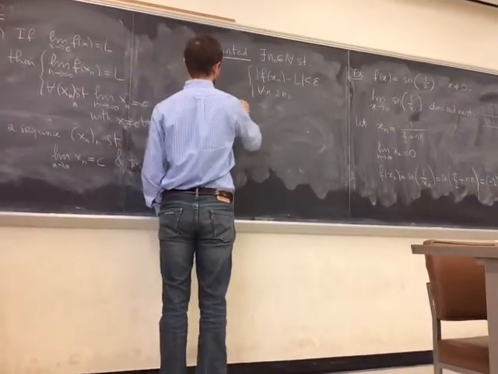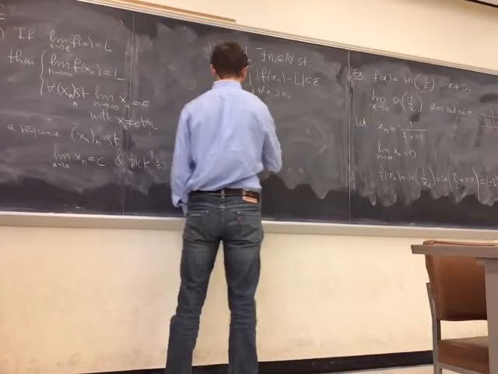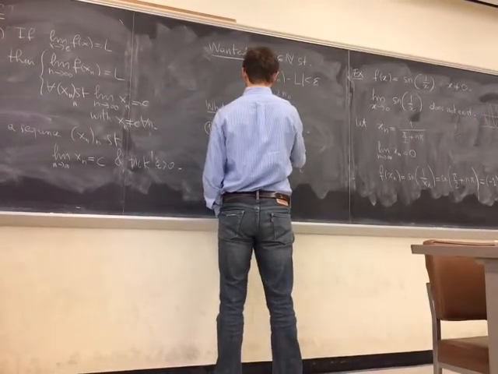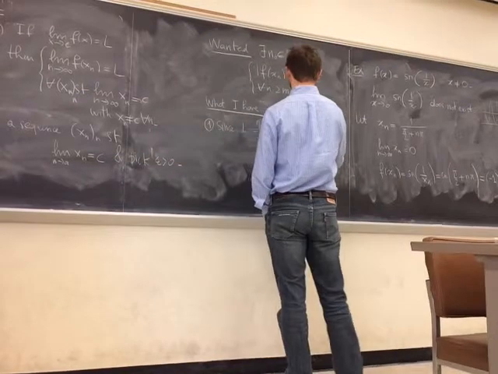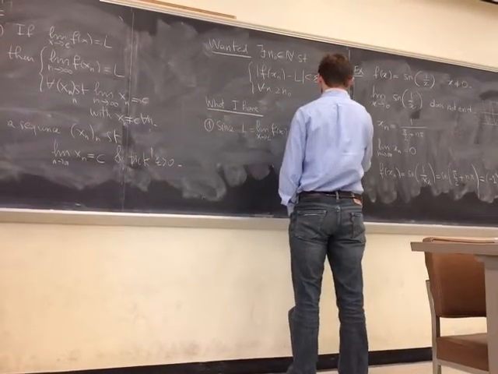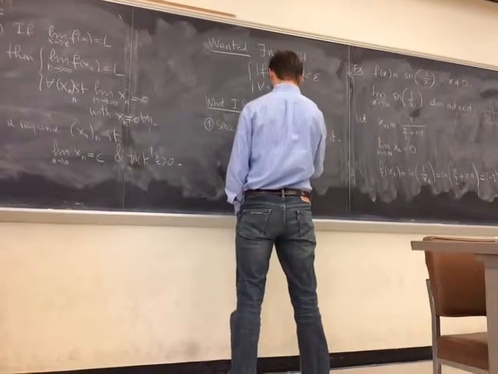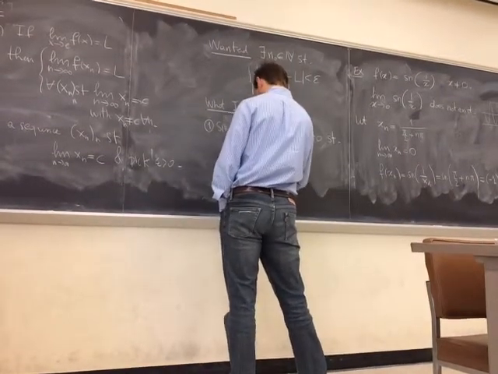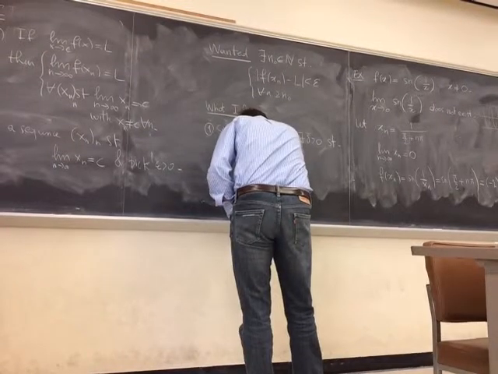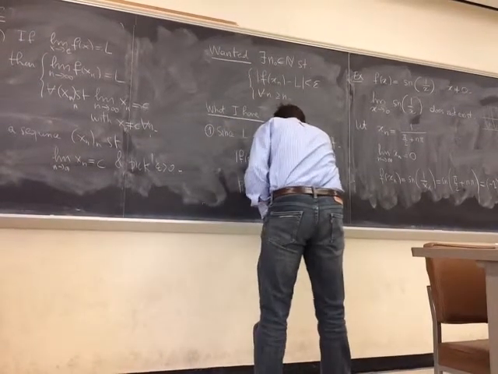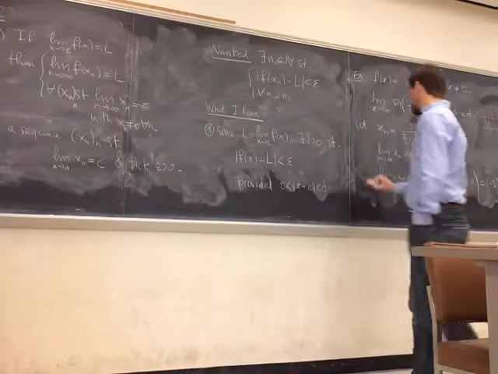So what I have is two things. So first, since L is by assumption the limit as x goes to C of f of x, I know that there exists a delta positive such that the absolute value of f of x minus L is less than epsilon, provided x minus c is positive and less than delta. Right? That's the definition of limit.